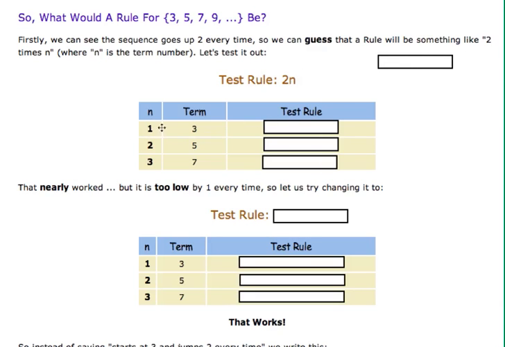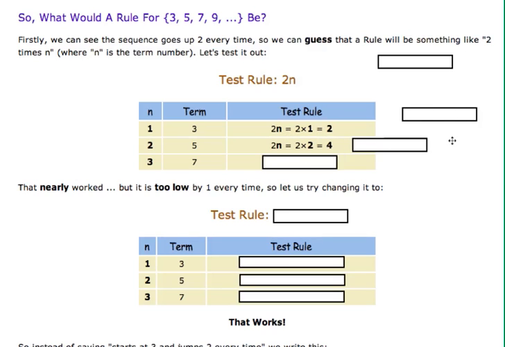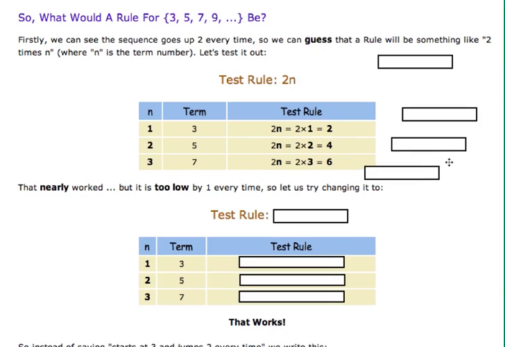Well, if we plug the 1 in for the n, we'd have 2 times 1. Well, 2 times 1 does not equal 3, it equals 2. And 2 times 2 does not equal 5, it's equal to 4. And 2 times 3 does not equal 7, it equals 6. So we know that every time it needs to be a little bit more than that.